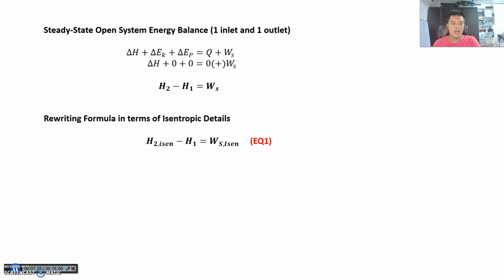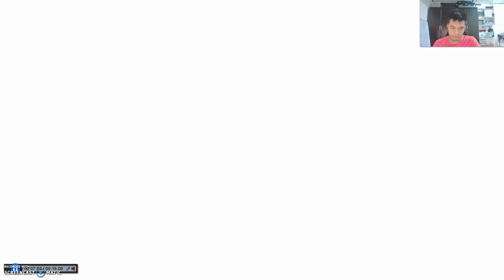Then rewriting the formula in terms of isentropic conditions, the formula becomes: the enthalpy at the outlet at isentropic conditions minus the enthalpy at the inlet at actual conditions equals the shaft work at isentropic conditions.